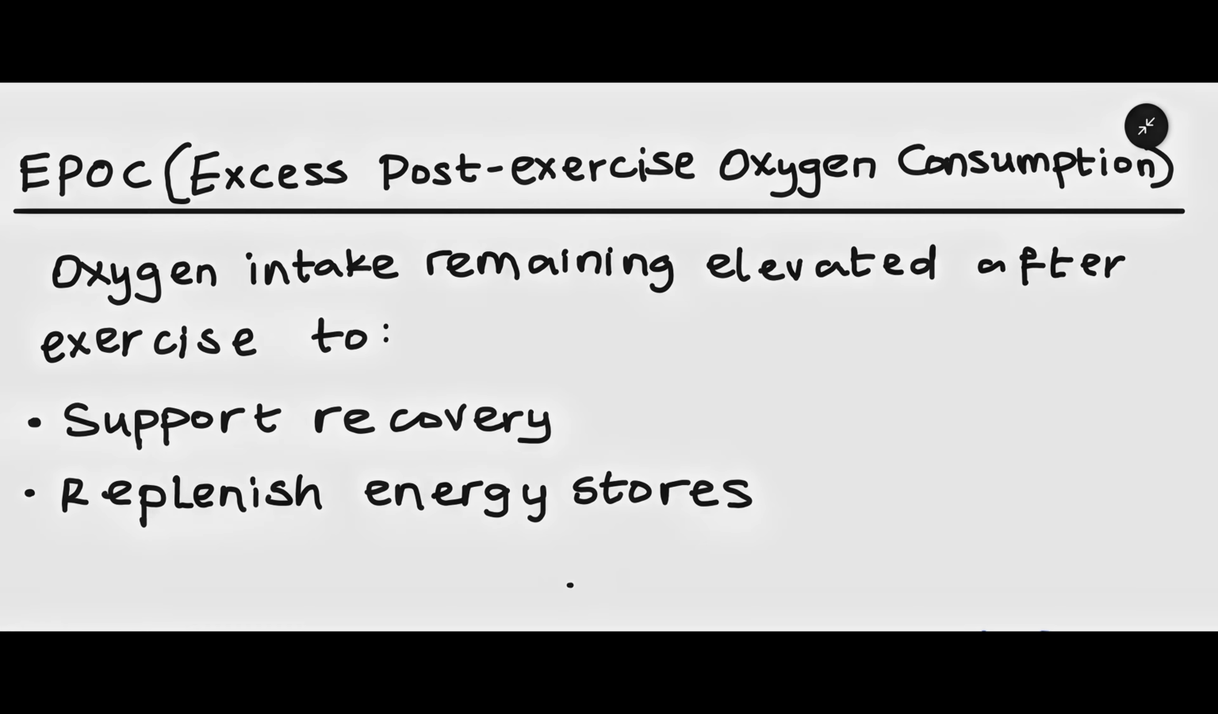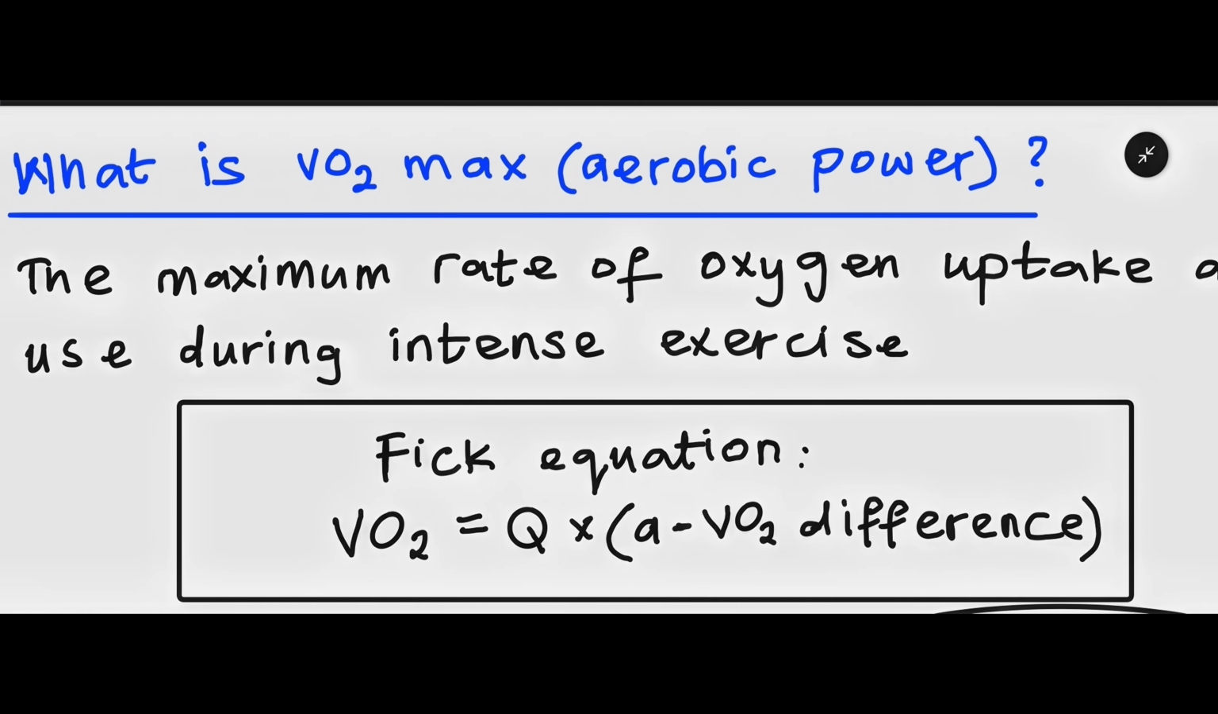At A level, one of the most valuable things you can use here is the Fick equation. The Fick equation is VO2 equals Q multiplied by the arteriovenous oxygen difference. Let's break that down. Q means cardiac output. Cardiac output is heart rate multiplied by stroke volume, so that is how much blood the heart pumps. The arteriovenous oxygen difference refers to how much oxygen the muscles extract from the blood.